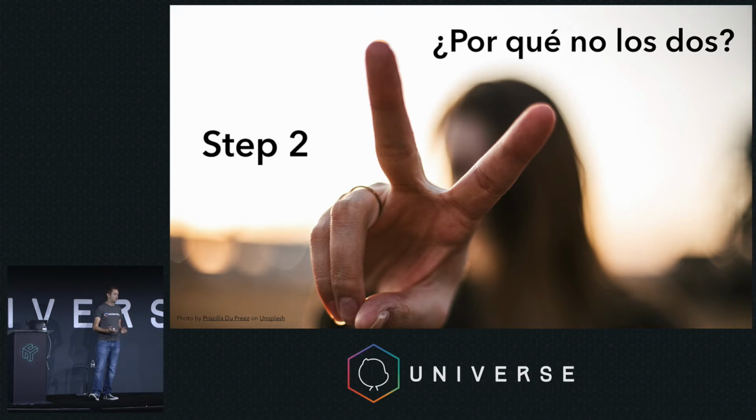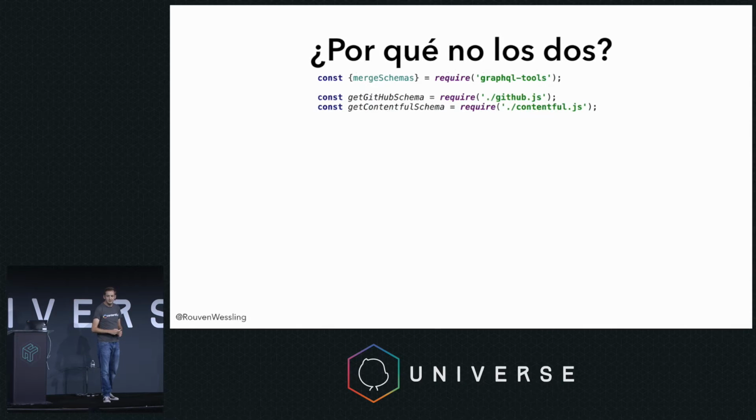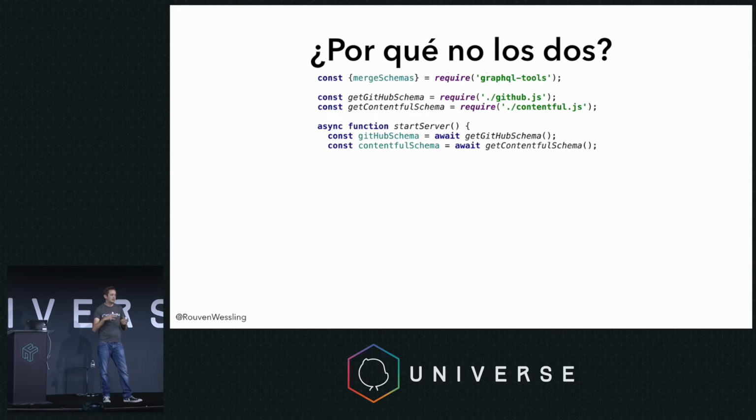¿Por qué no los dos? We need two APIs to make a mashup. So we're simply doing the very same thing with Contentful. We're getting the executable schemas for both these APIs. And then we're merging them together.